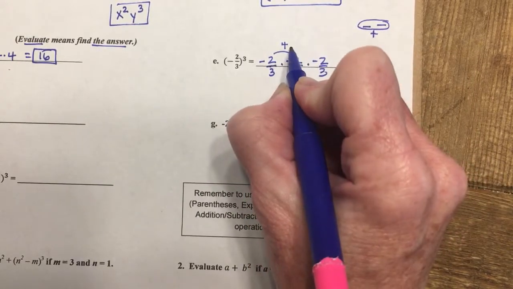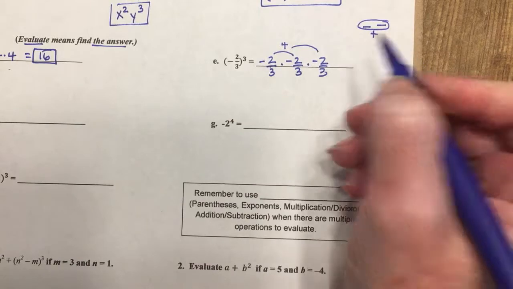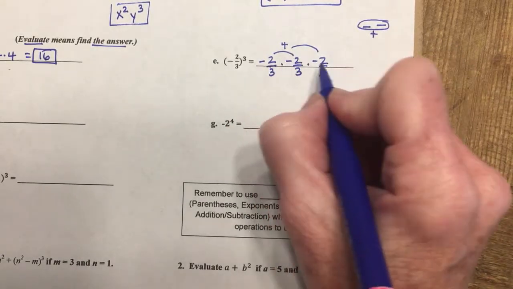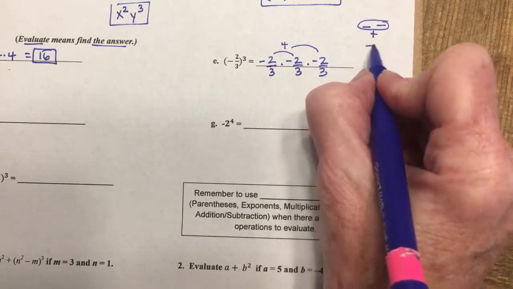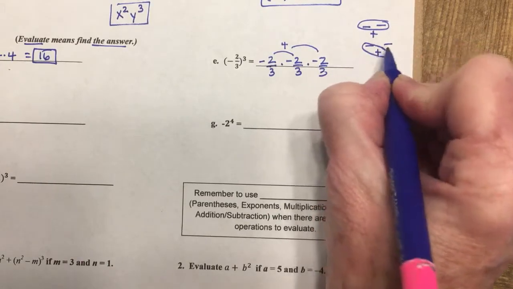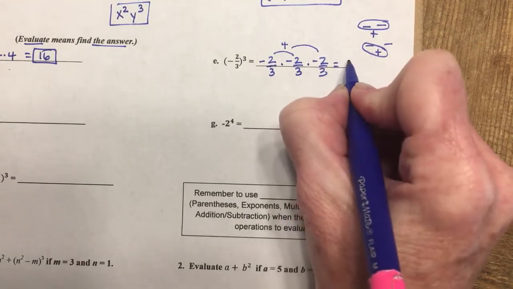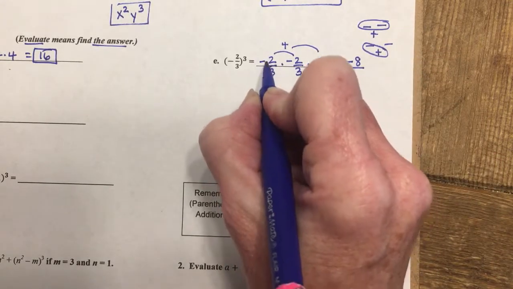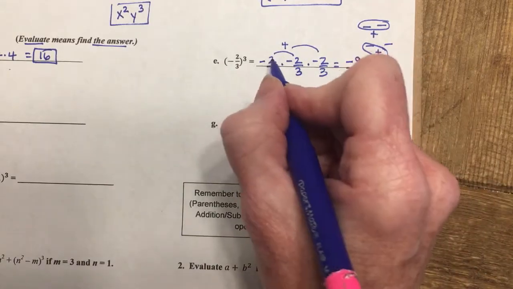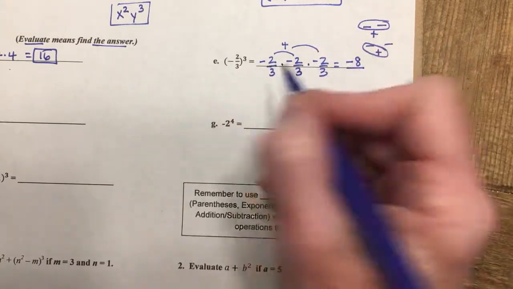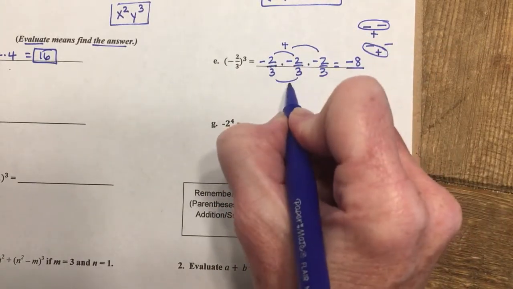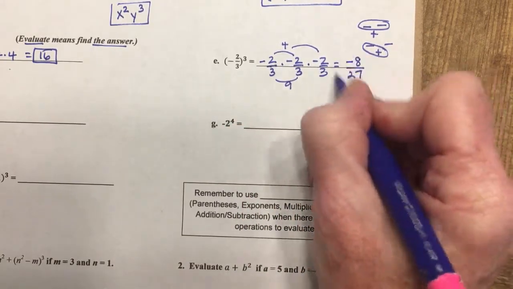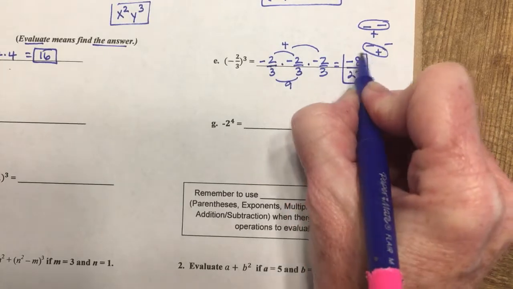But then if I do 4 times negative 2, that would be a negative times a positive, so my answer would be negative. So that would be a negative 8. If I do the bottoms, I put the negatives with the 2's. As long as you just put it with one of the numbers, you're fine. 3 times 3 is 9, and then 9 times 3 is 27. This can't be simplified, so that's my answer.